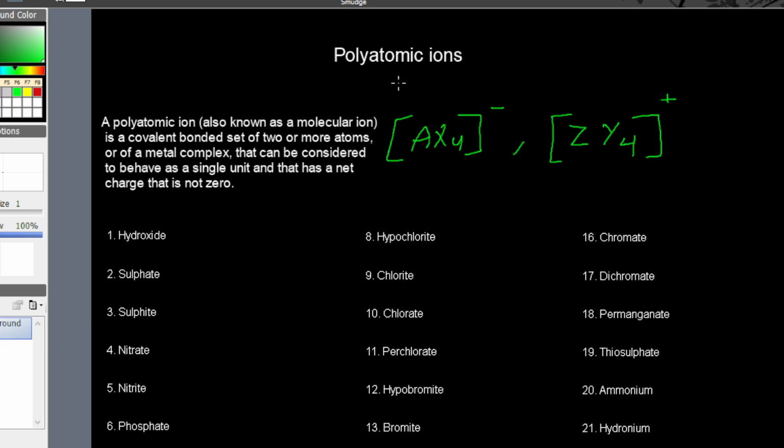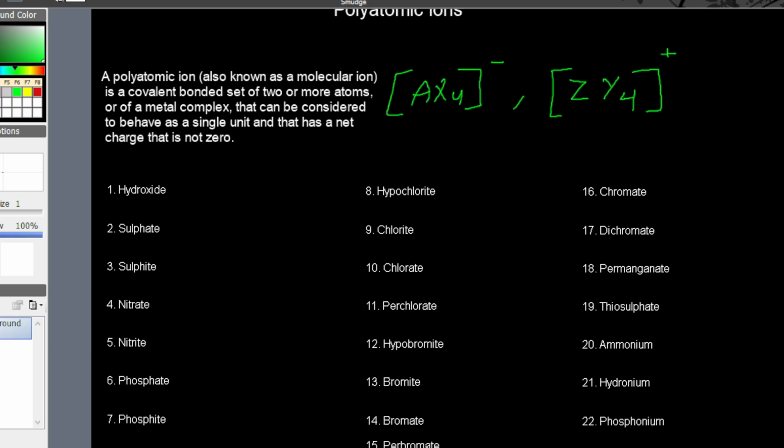A polyatomic ion, also known as a molecular ion, is a covalently bonded set of two or more atoms, or of a metal complex, that can be considered to behave as a single unit and that has a net charge that is not zero. A polyatomic ion could be negative, just like this formula here, or could be positive, just like here. Let's practice and solve some practice problems here.